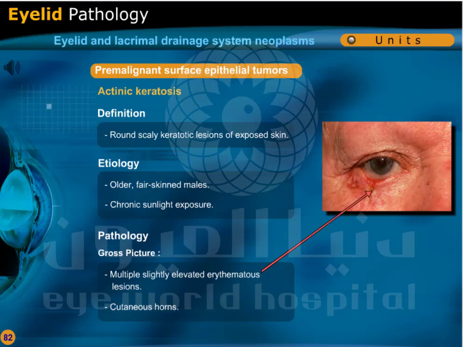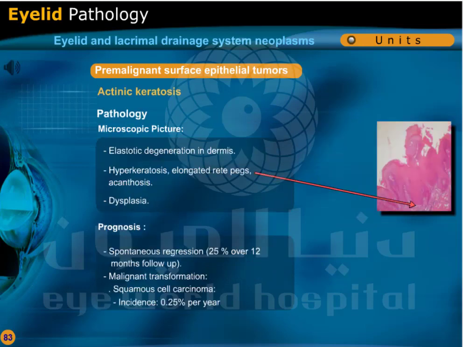Premalignant surface epithelial tumors. Actinic keratosis. Round scaly keratotic lesions of exposed skin. It affects older, fair-skinned males due to chronic sunlight exposure. It appears as multiple slightly elevated erythematous lesions with cutaneous horns. Microscopically, there is elastotic degeneration in the dermis with hyperkeratosis, elongated rete pegs, acanthosis, and dysplasia.